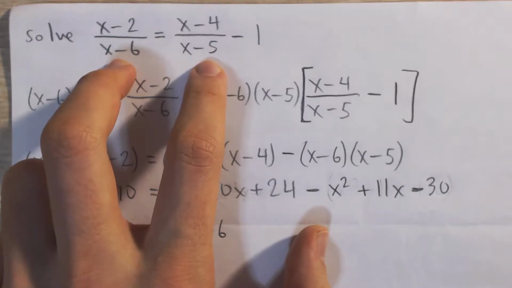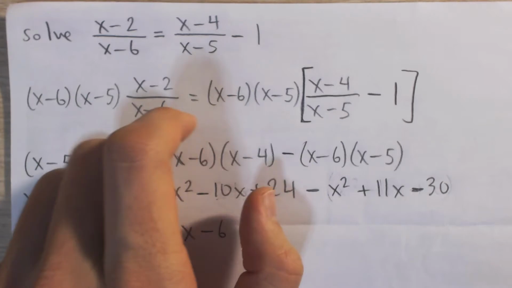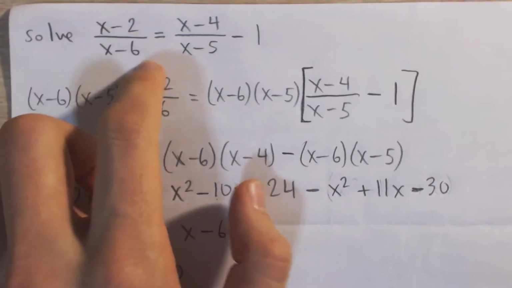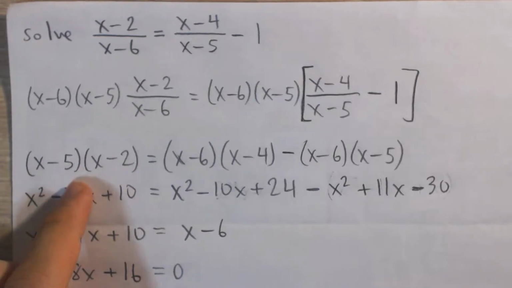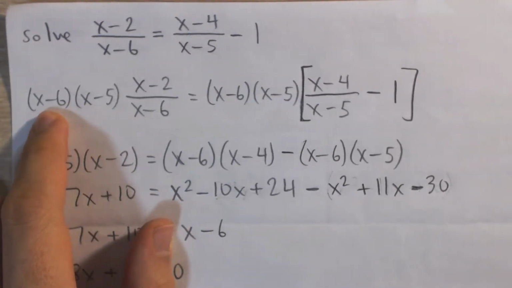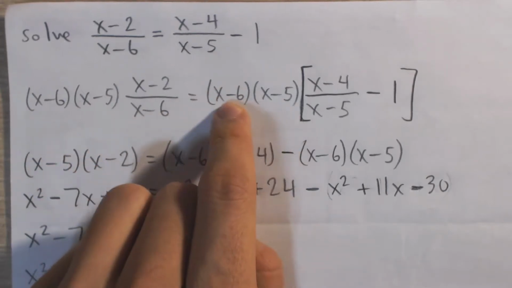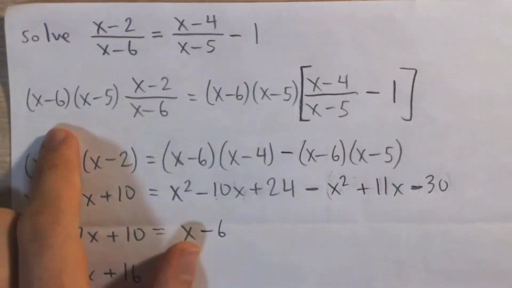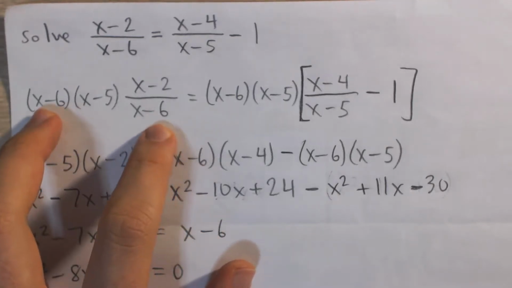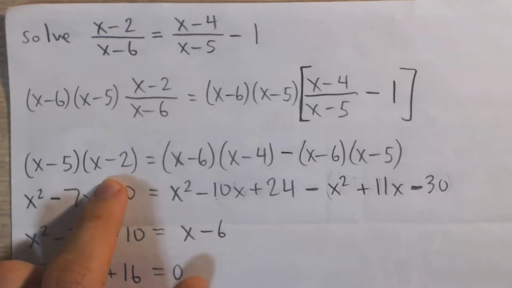If we multiply both sides by x minus 5, we're going to cancel out this denominator. If we multiply both sides by x minus 6, we're going to cancel out this denominator. And so we're going to multiply by both. So here's how we're going to do it. Again, multiply by x minus 6 and x minus 5 to the left side, and multiply by the same thing to the right side. And so on the left, you can see the x minus 6 factors will cancel, and we'll be left with x minus 5 times x minus 2.